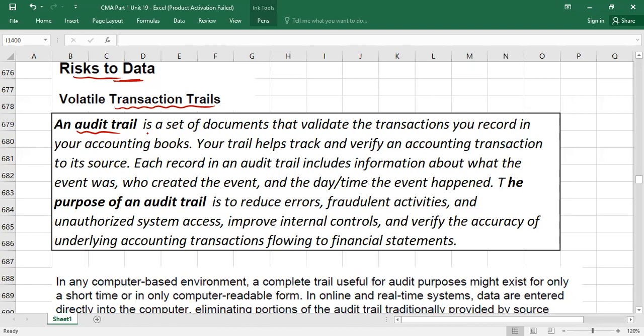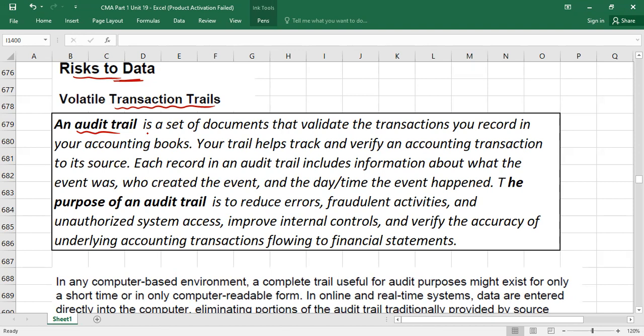On the back end, you must have a source document, right or wrong. For example, to record the sale, you must have a sales invoice. To record the purchases, you must have a purchase invoice. If you are recording any maintenance expense, you must have a source document on the back end, like a work completion report, quotations, etc. Right?